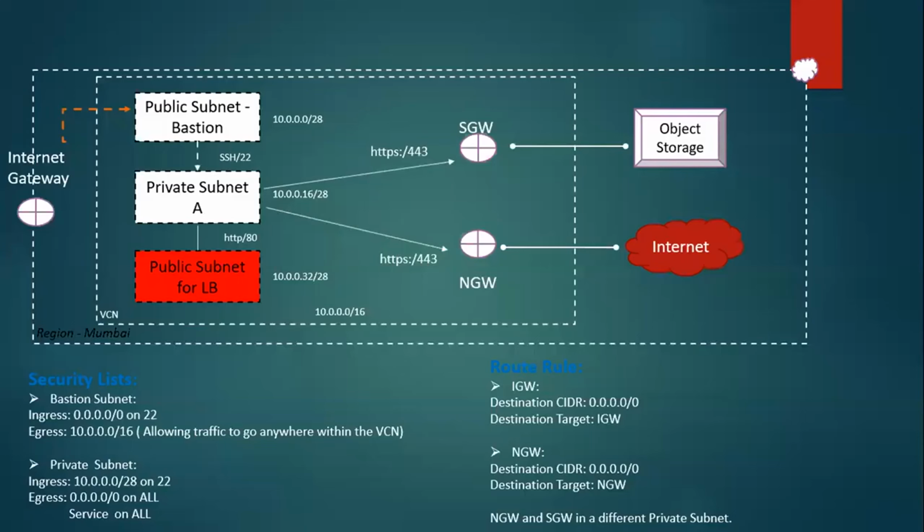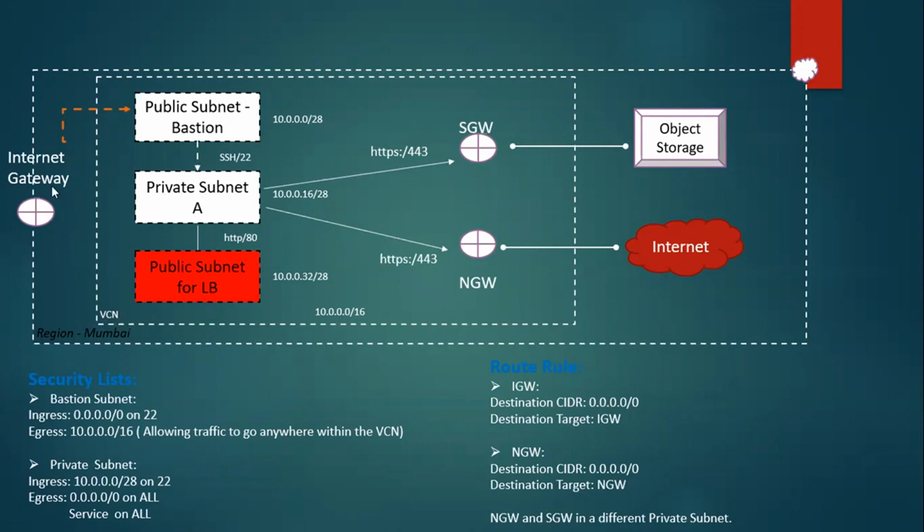Hi everyone. In continuation to our last video, where we have seen the concept of security list, route rules, and different types of gateways like internet gateway, service gateway, and NAT gateway. In this video, we are going to see the practical implementation of it. So in today's video, we are going to create a VCN, one public subnet, one private subnet.